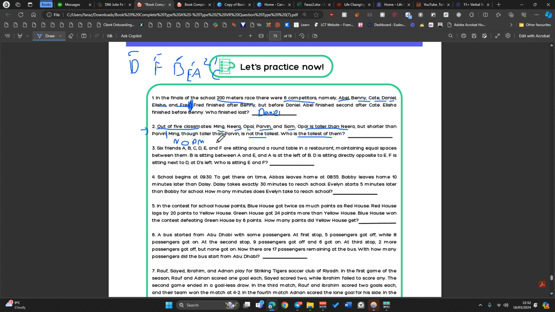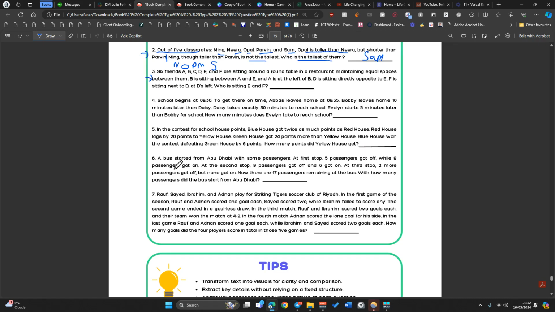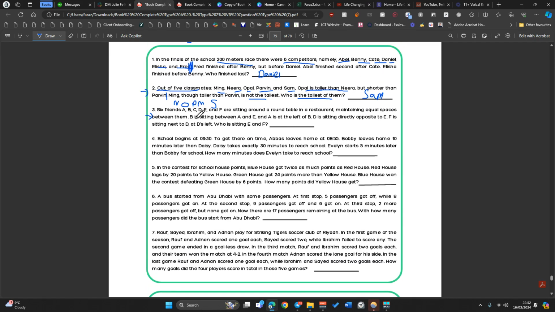If we have a look, it's only Sam that is left, so the answer is going to be Sam. Question 3. 6 friends A, B, C, D, E and F are sitting around a table in a restaurant, maintaining equal spaces between them. B is sitting between A and E.